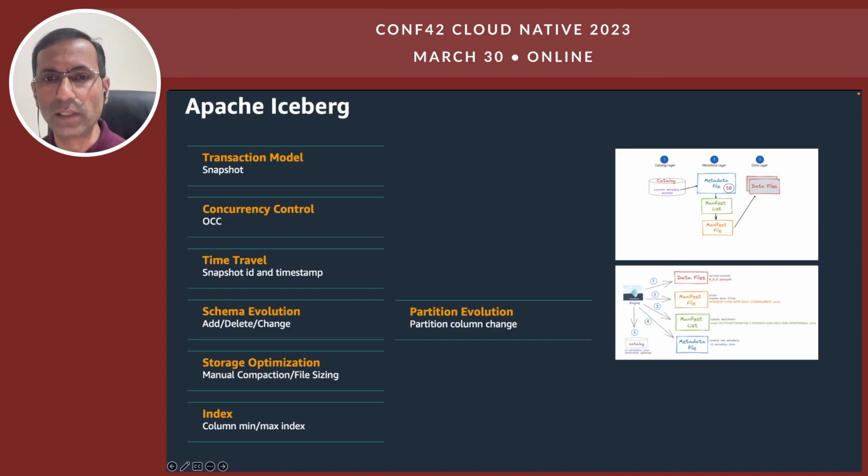And the last one is indexing. Apache Iceberg uses value ranges for columns to skip data files and partition fields to skip manifest files when executing a query.